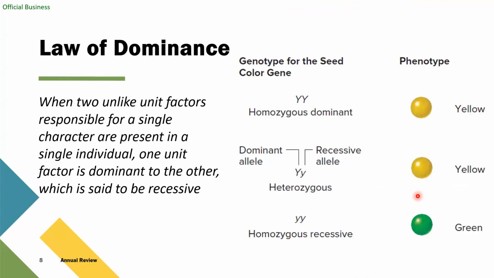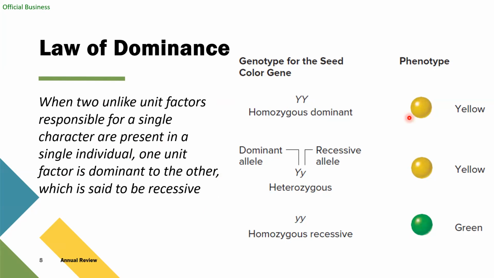Now, the law of dominance. So remember, a gene is a trait, and we have alleles as the variations of the trait. Now, what if you have a copy of two different alleles? What happens then? According to the law of dominance, if two unlike unit factors, which are the genes responsible for a single character, are present in a single individual, one unit factor is dominant to the other, which is said to be recessive.